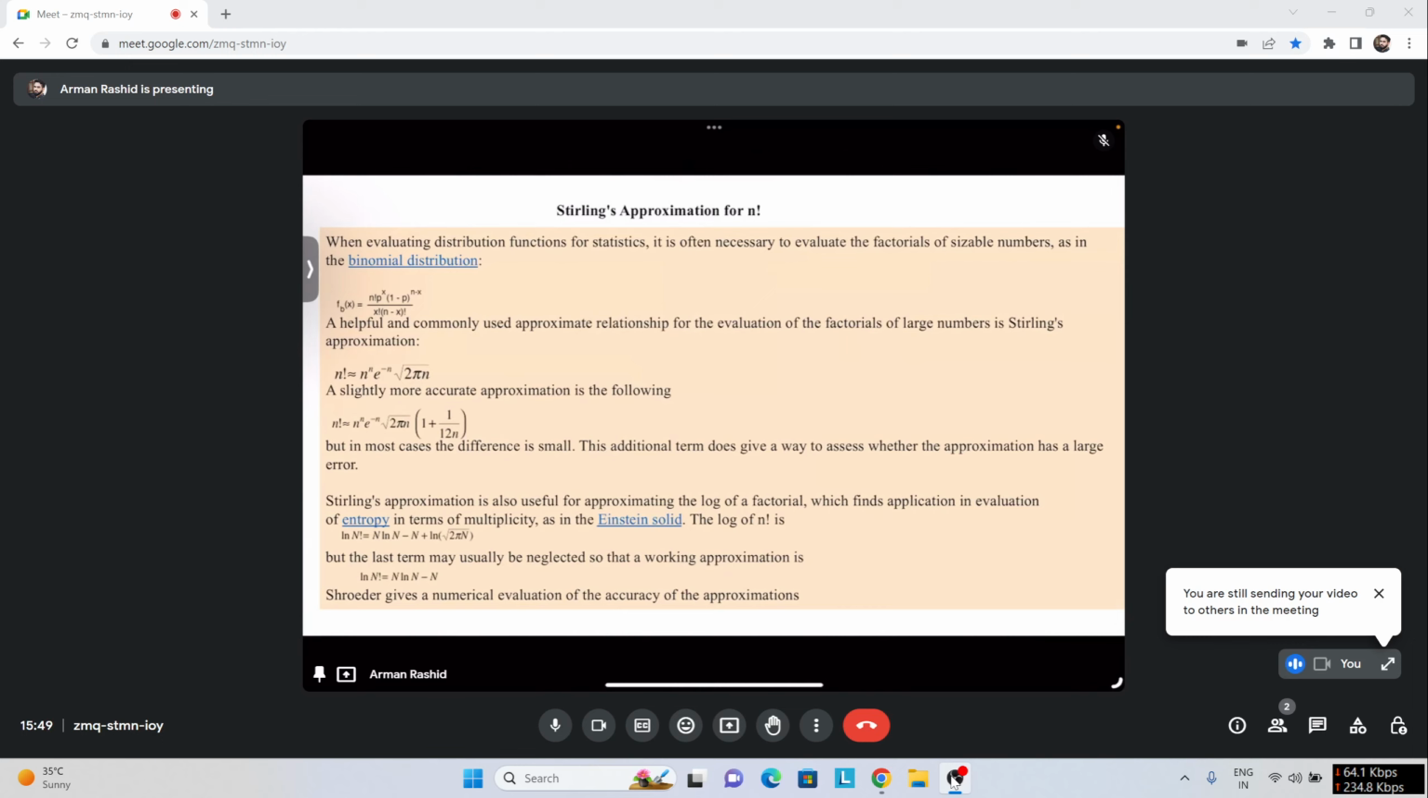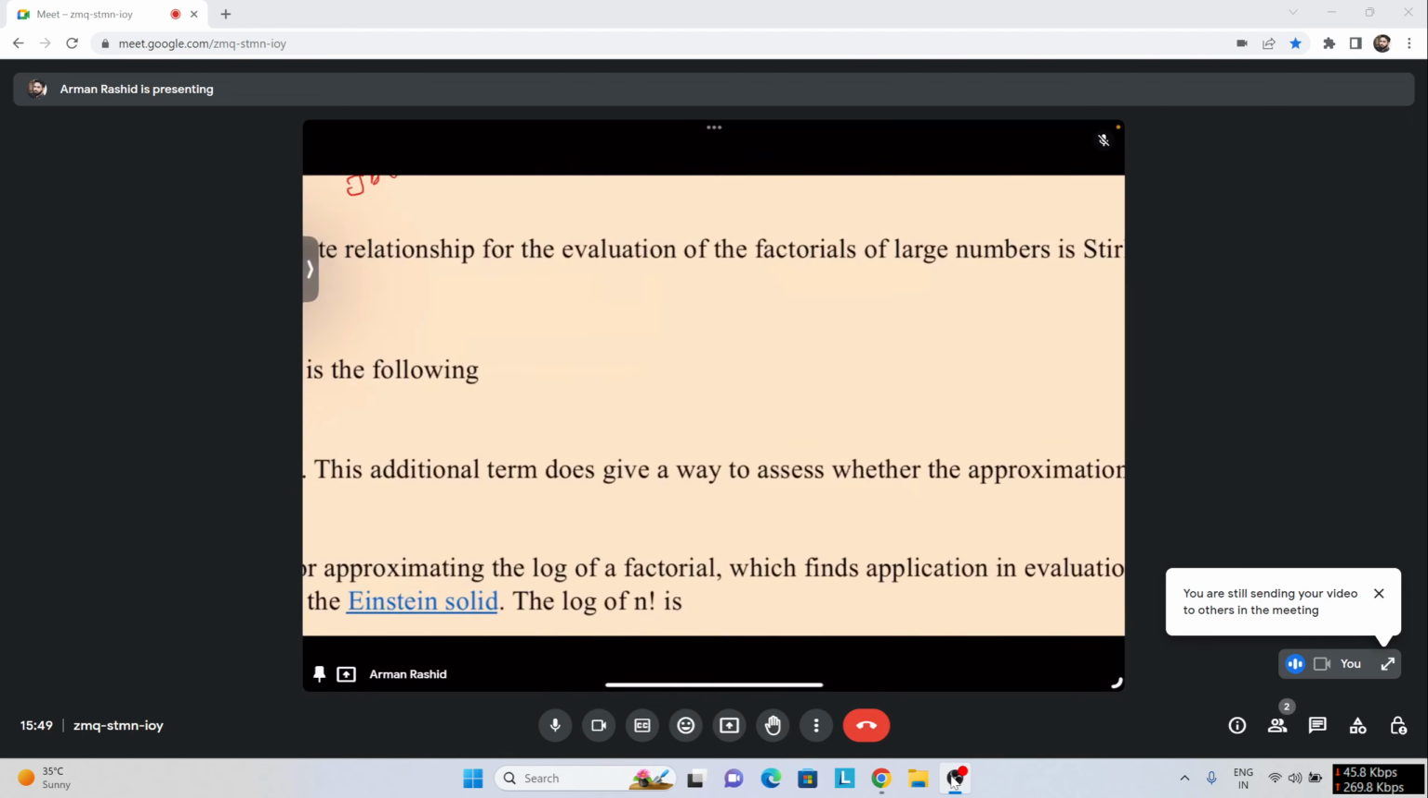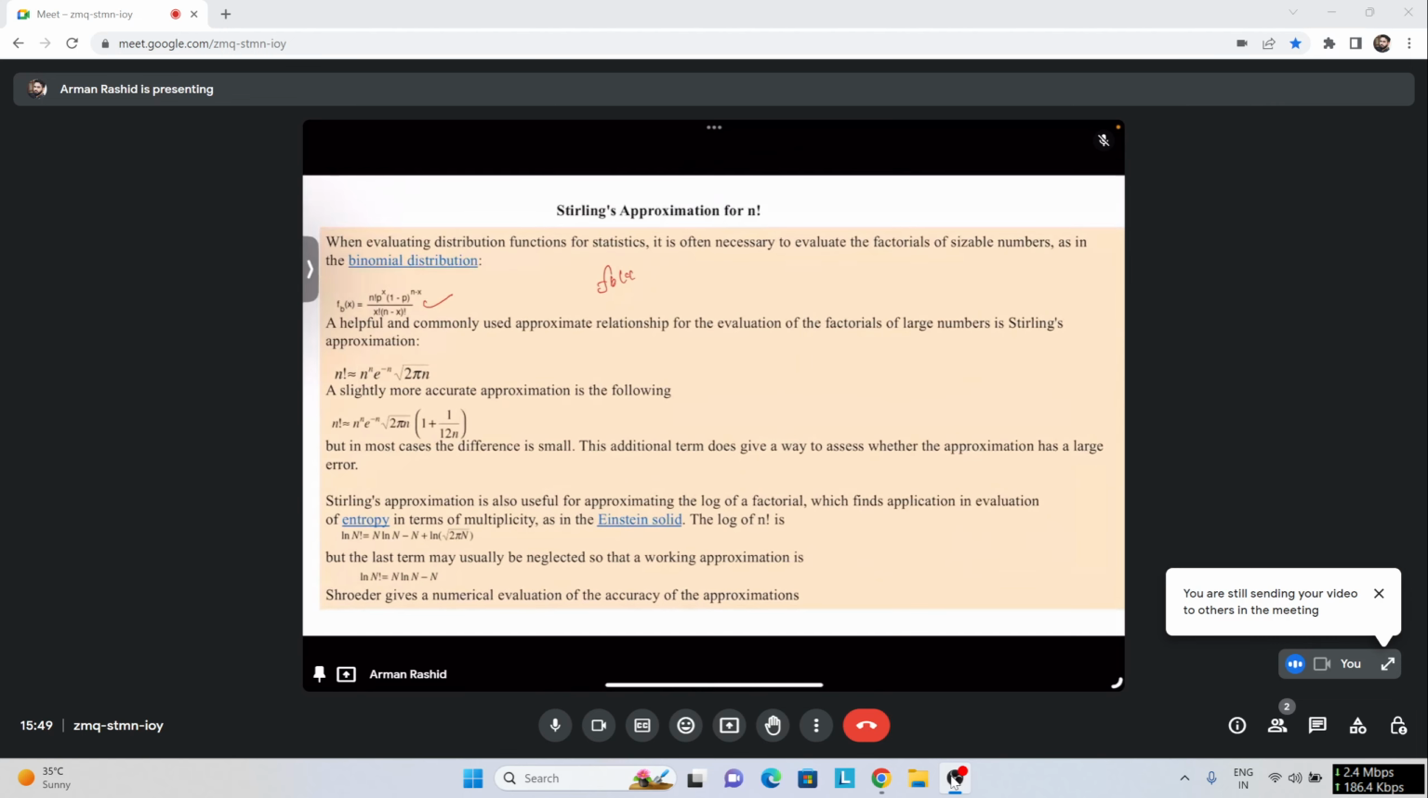As I have written here, once we evaluate distribution functions in statistics, we often have to calculate factorials of very high numbers, just like in the binomial distribution. For example, this is the binomial distribution: f_b(x) is n factorial p raised to the power x, (1 minus p) raised to the power n minus x, divided by x factorial into (n minus x) factorial. Here we have to calculate different factorials: n factorial, x factorial, and (n minus x) factorial. So three factorials we have to calculate.